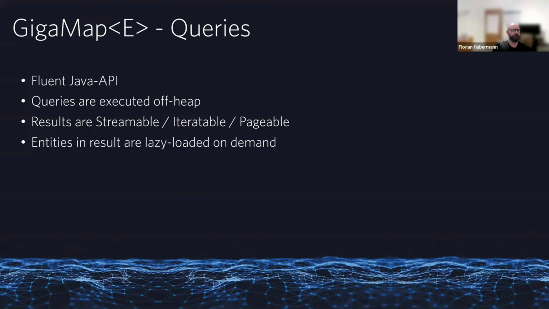The results you get back can be streamed. With the Streams API, you can iterate or page through them, and the entities which are part of the result of the query then are lazy loaded on demand by the GigaMap internally. Nothing you have to do by hand. It's all done by the GigaMap itself.